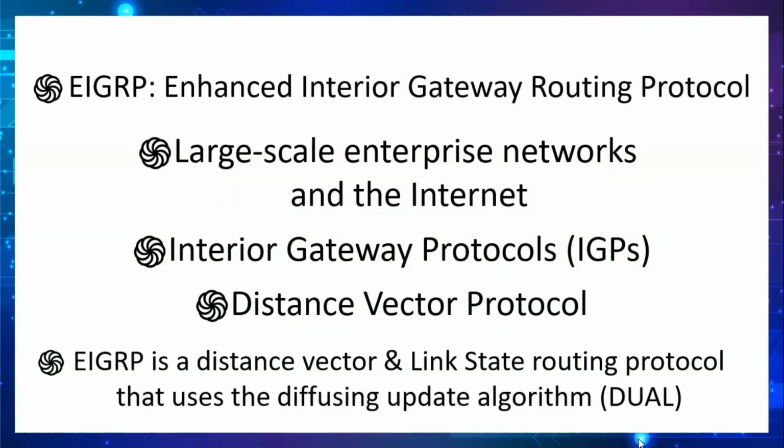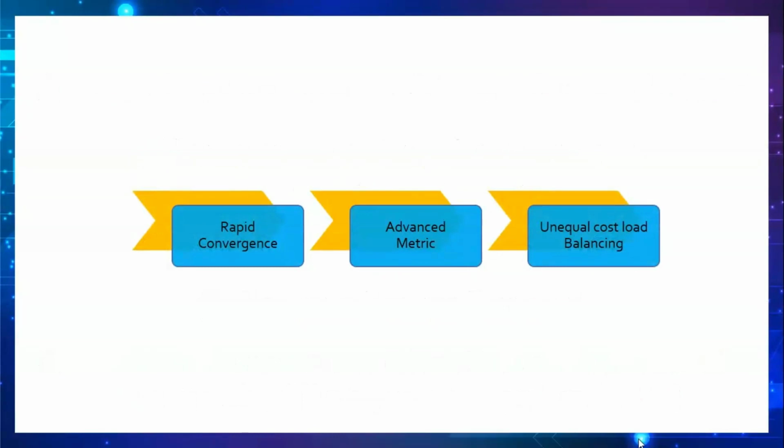Let's see some key features of EIGRP. EIGRP is a rapid convergence protocol. Rapid convergence means the link will be switched over within a fraction of a second. EIGRP sends only partial updates when there is a change in the network topology, reducing the bandwidth needed for routing protocol traffic.